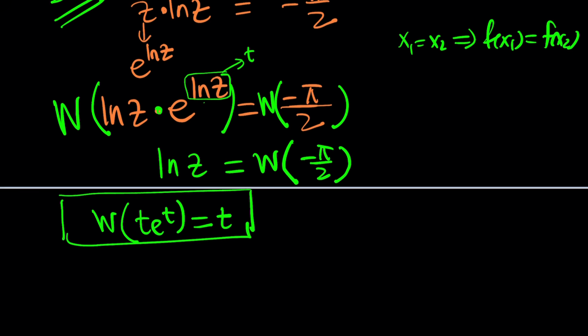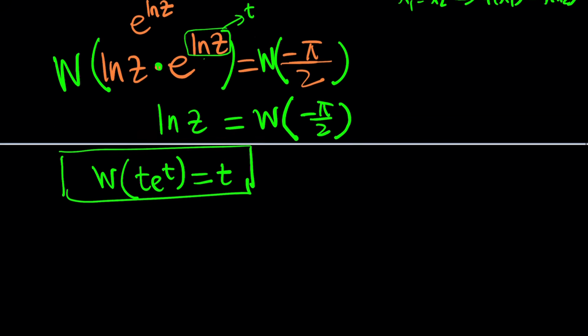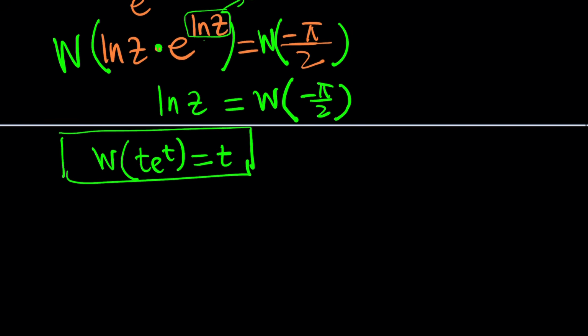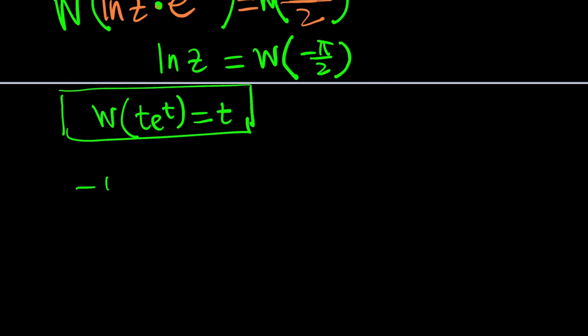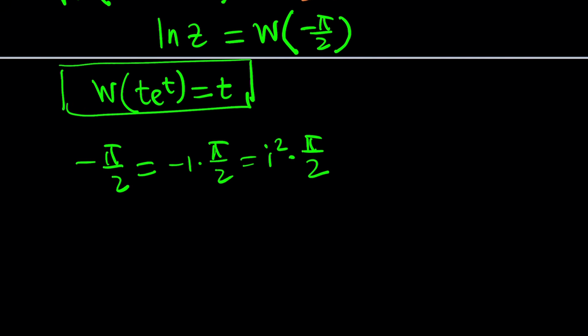So then the million-dollar question is, what is w of negative pi over 2? Let me go ahead and show you. Negative pi over 2 can be written as negative 1 times pi over 2. Negative 1 can be written as i squared, and you might be asking why would you replace negative 1 with i squared? Because I'm about to split it up into two pieces, and ta-da!